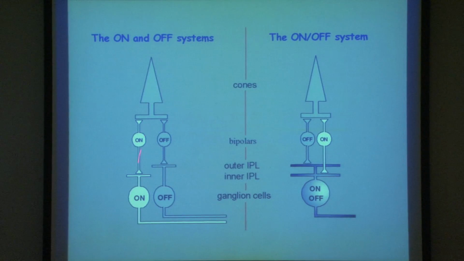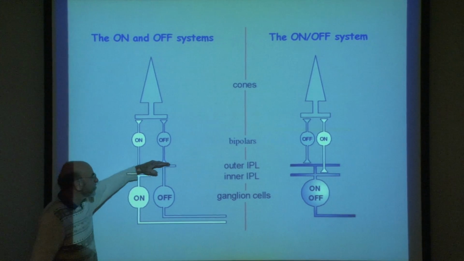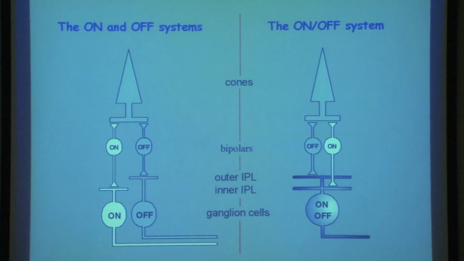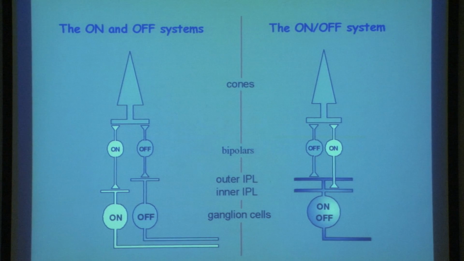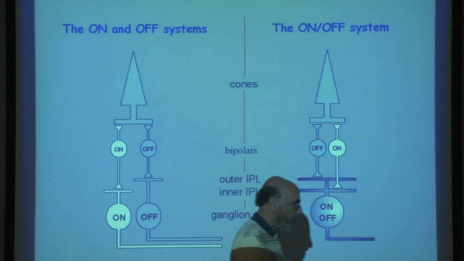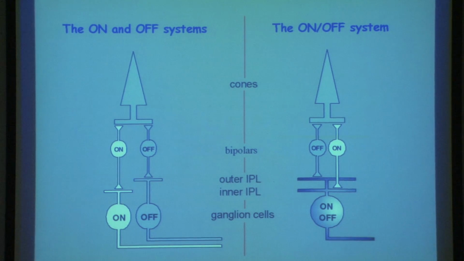Okay, so here we have the on and off systems, and again I want to point out to you that they terminate in different sublaminae of the inner plexiform layer, the on in sublamina B and the off in sublamina A. Whereas the on-off system looks something like this. The on-off ganglion cell has dendritic arbors in both layers and connects to both the on and the off like that. So that's how you create these 3 types of cells at a very simple level.